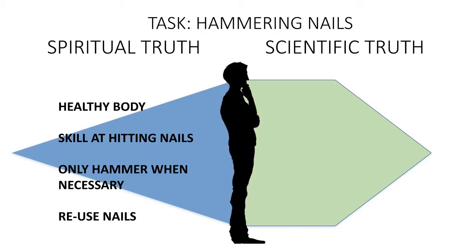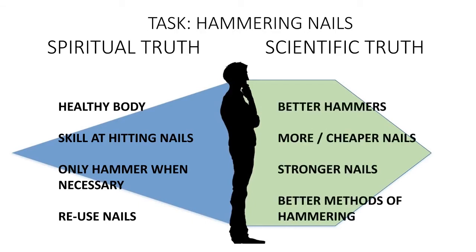Now, the scientific truth might be making better hammers, right? Or cheaper hammers, making more and cheaper nails, making stronger nails that are made of better materials, maybe developing better methods of hammering. So both the spiritual truth and the scientific truth agree with this energy-saving concept. The spiritual truth is a primary truth. The scientific truth is a secondary truth. They're both required in tandem to save the most amount of energy, to complete the task most effectively.